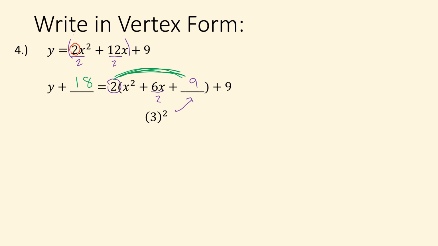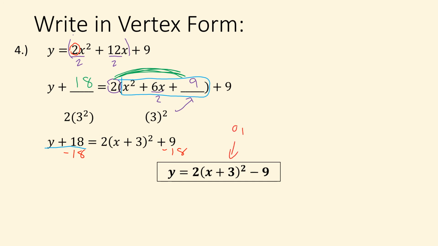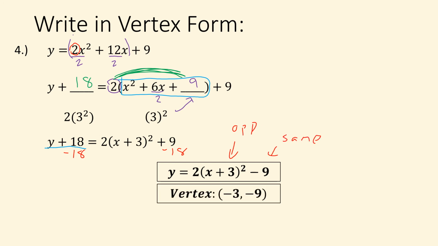Okay, this whole parenthesis here is going to turn into x plus 3 squared. All right, so 2 times x plus 3 squared plus 9. Okay, on the left side, we don't want y plus 18. We want just y equals. So move that 18 back to the right. Okay, y equals 2 parentheses x plus 3 squared minus 9. Opposite, same for the vertex. So the vertex would be negative 3, negative 9.